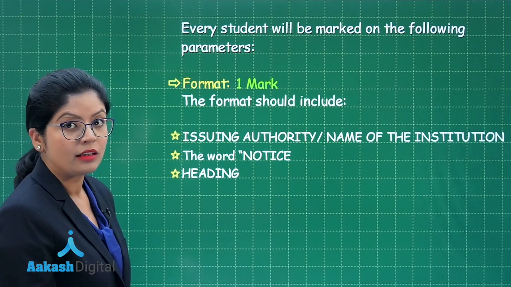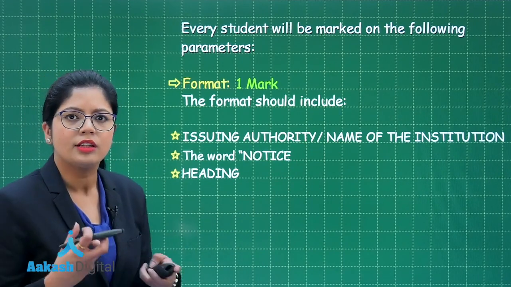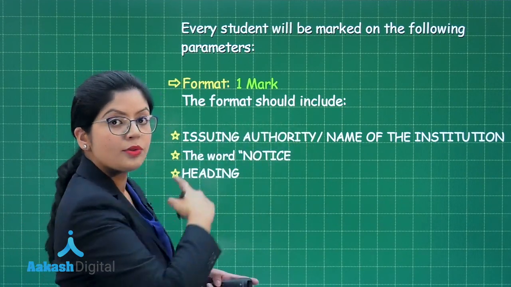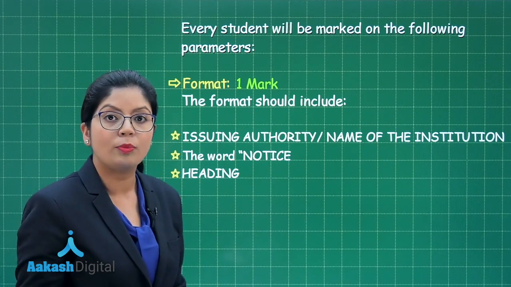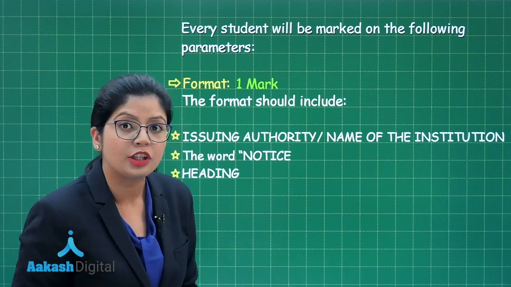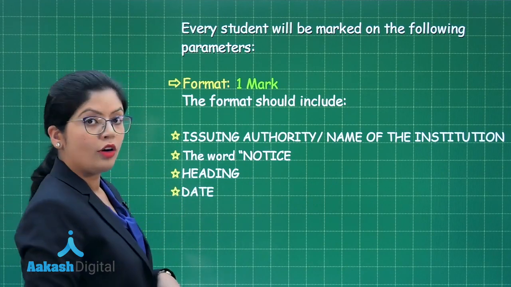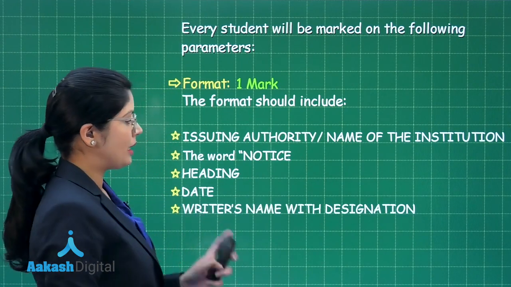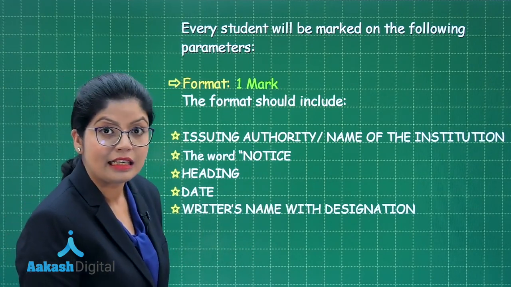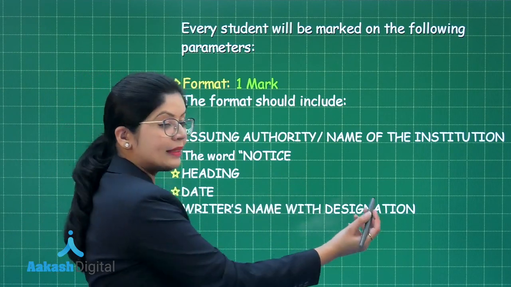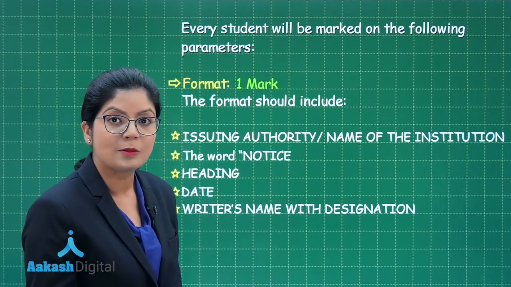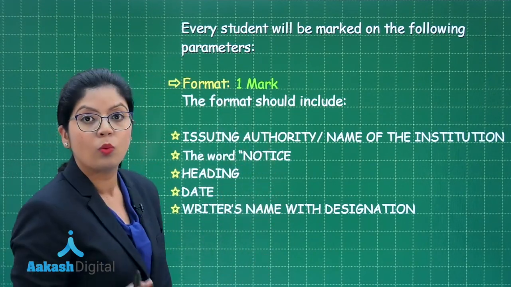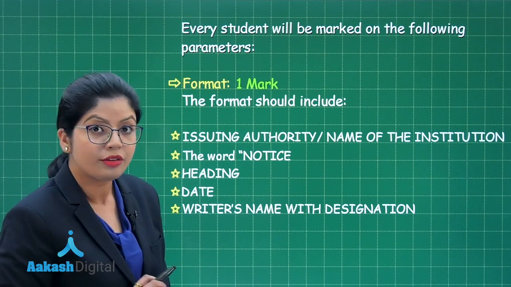Third is your heading. Heading can be any creative title that you can think of, keeping in mind this title has to be in accordance with the question. Don't go very over the top, coming up with options that are not even matching with the question. Fourth is your date. The date has to be written in full format in the notice. Last being your writer's name with designation. Now remember, most often people end up missing out on the designation aspect. Don't do that. All these elements together give you 1 mark while the examiner is checking your response.